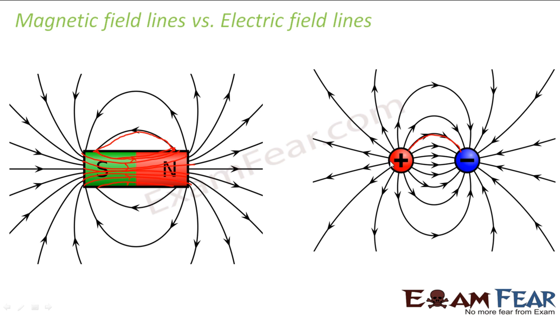So here, even within the dipole, the electric field lines are from positive to negative, and outside also it is from positive to negative. But in this case, the magnetic field lines are from North Pole to South Pole outside the magnet, but inside it is from South Pole to North Pole. Right? So this is a major difference between magnetic field lines and electric field lines. So please do not get confused and understand this concept carefully.